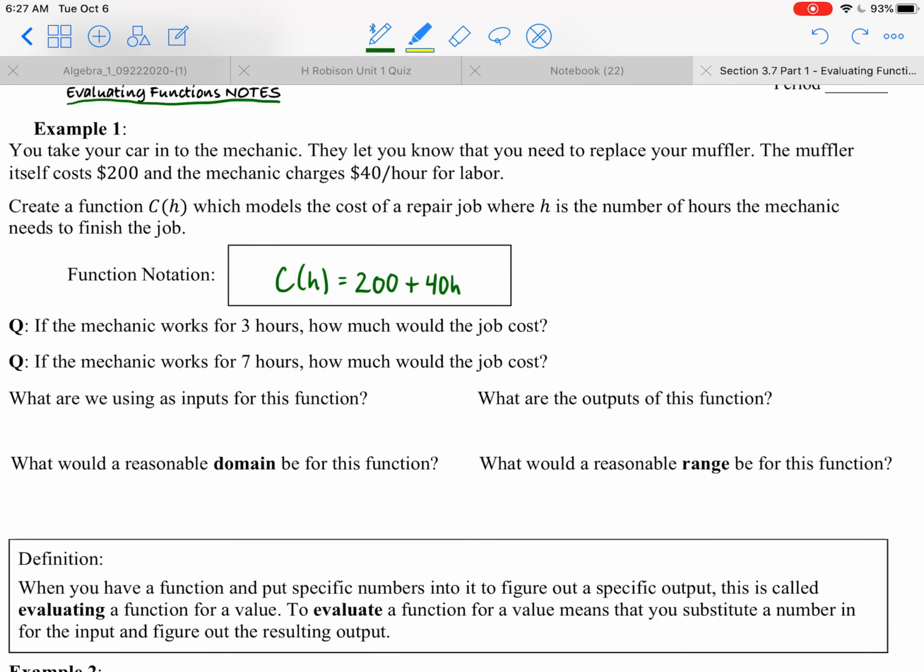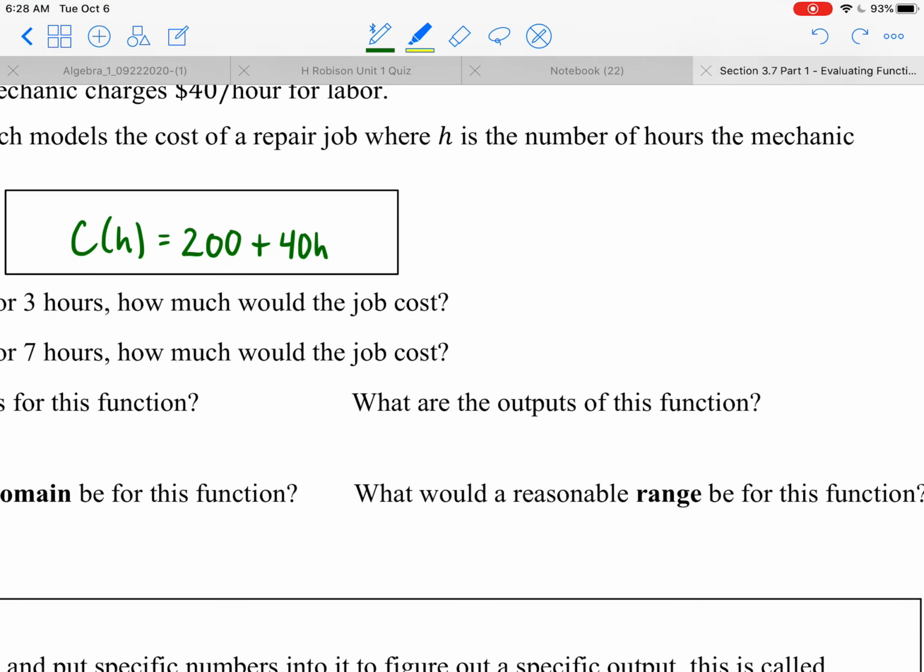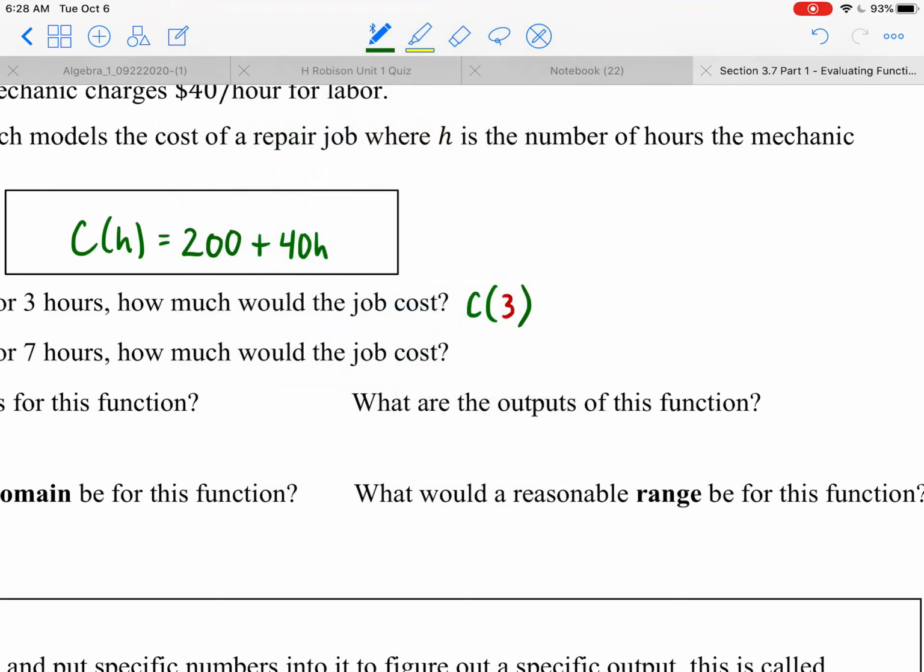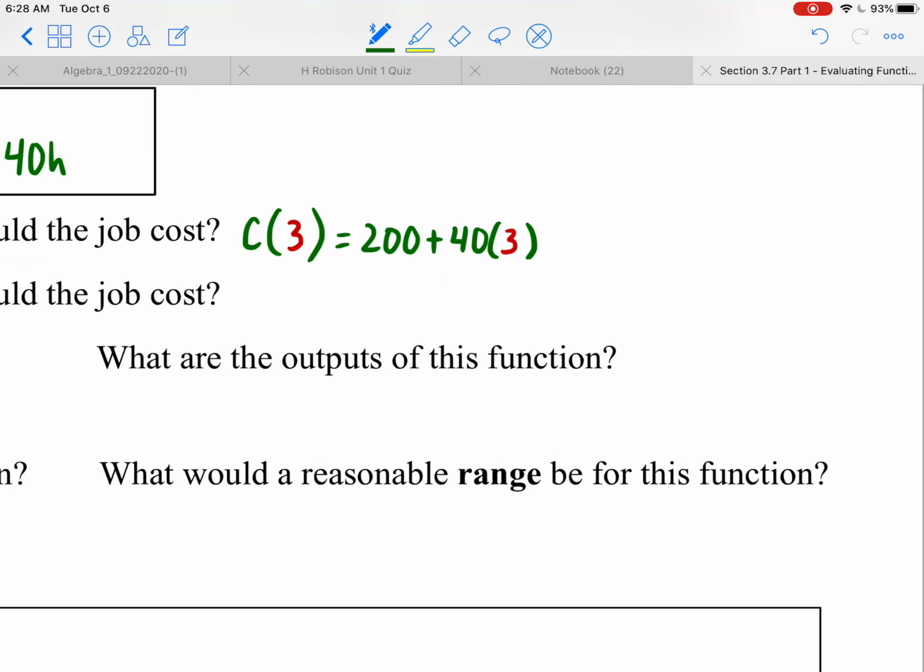Okay, question. If the mechanic works for 3 hours, how much would the job cost? Here's what we do. We say C of 3. We're going to take this function, and wherever we see an H, we're going to put a 3, because we would like to know if we input 3, what would the output be? The output is the cost. The input is the number of hours. So C of 3 is equal to 200 plus 40 times H, where H is now specifically 3, because I want to know how much it's going to cost for 3 hours.